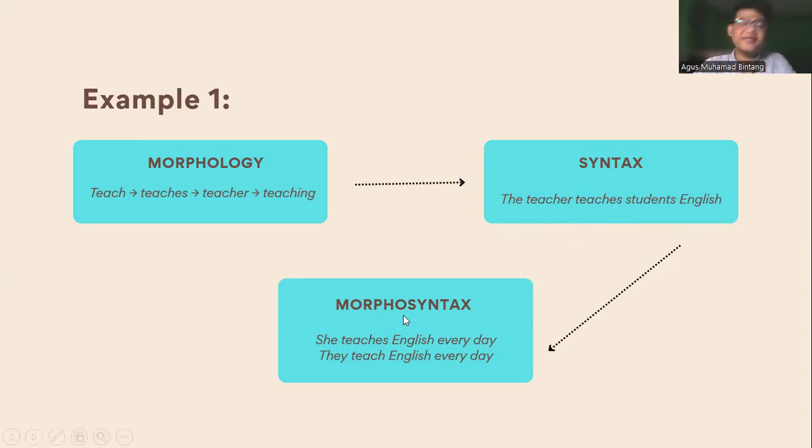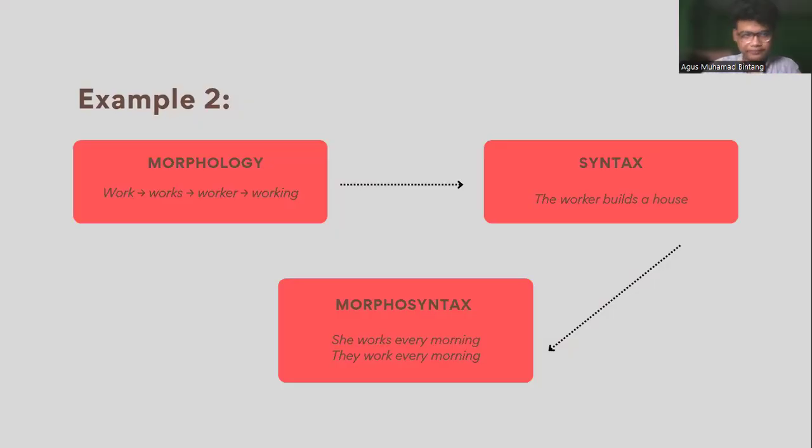So in morphosyntax, there can be plural and singular. Singular: "She teaches English every day." Plural: "They teach English every day." They combine together to be one paragraph. I think if you write a paragraph, it can be called morphosyntax, because it contains some morphology and some syntax, from some singular and some plural. They are mixing together. Let's move to example two.